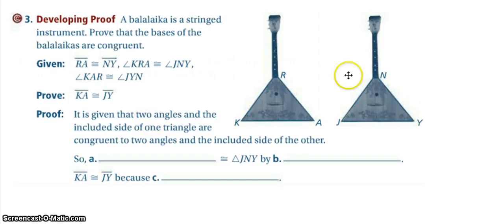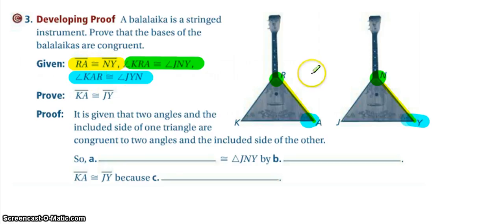So here we have a stringed instrument pronounced a balalaika, and you want to look at these as two different triangles because the bases of the guitars are triangles, and prove that the bases are congruent. So you want to prove that KA is congruent to JY. So pause the video and give that a shot.